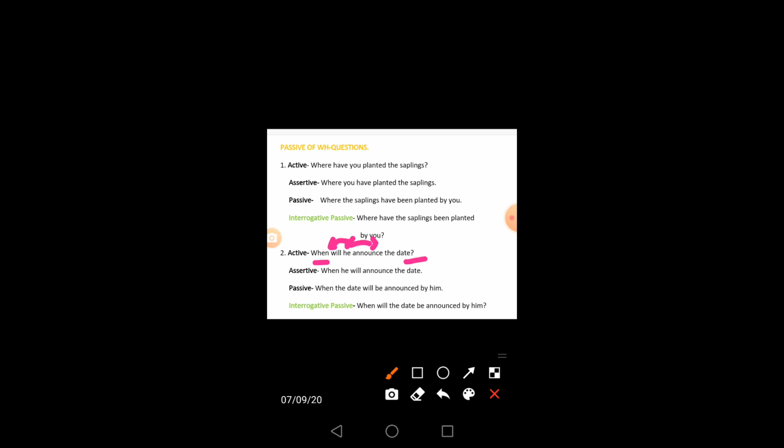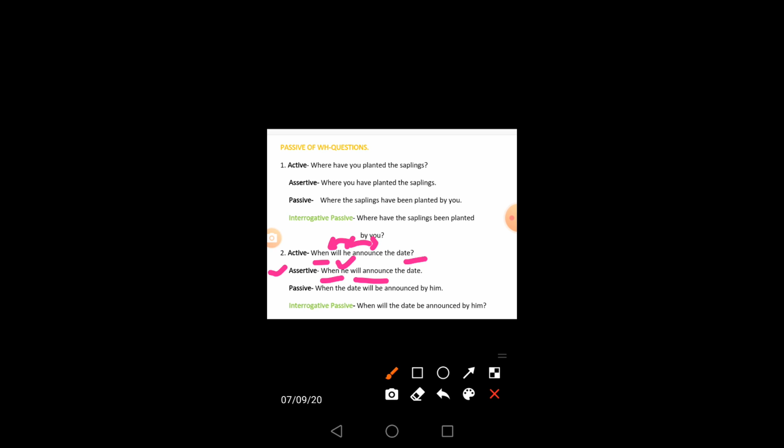So let us bring it to its assertive form. Transform this to its assertive form. So what will be the answer? I have told you that when is the WH word which will not change its position. So when is kept here. After that, first the subject he, then will announce together. When he will announce the date. In the first sentence, when will he announce the date? In the second sentence, when he will announce the date.